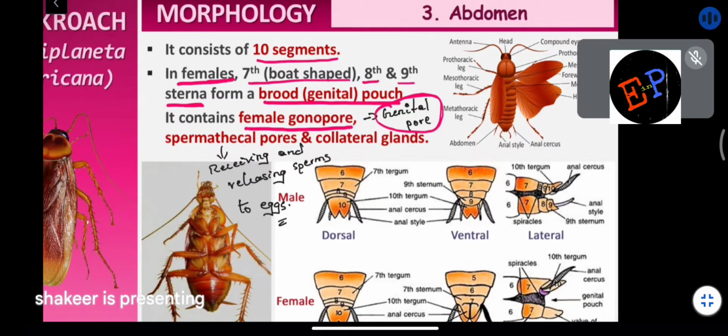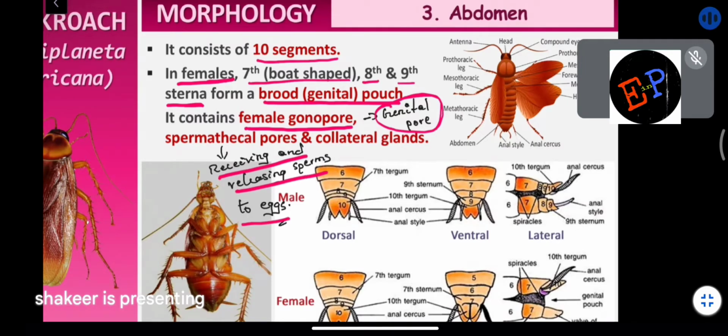Then spermathecal pores also, and collaterial glands also, in the 7th, 8th, and 9th segments. Clear? So female gonopore means a small opening, a small hole which is present. Clear? Spermathecal pores are responsible for receiving and releasing the sperms to the eggs.